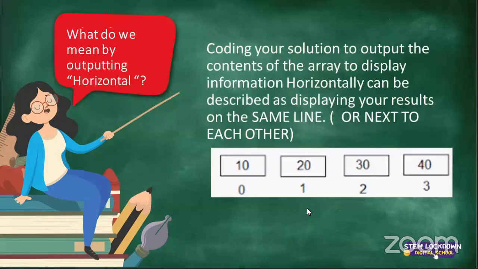What do we mean by displaying or outputting horizontally? Coding your solution to output the contents of the array to display information horizontally can be described as displaying your results on the same line. So vertical is one below each other. Horizontal is on the same line or next to each other. Those are the two broad categories, and I promise you, if you know how to display either vertically or horizontally, you would be well equipped to answer any question that is thrown your way.